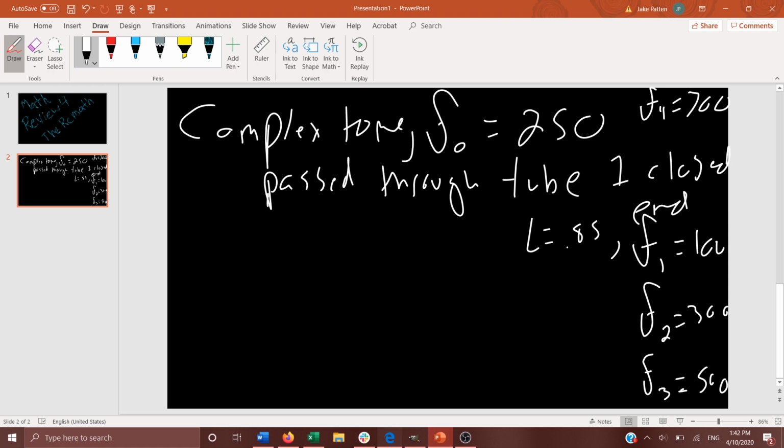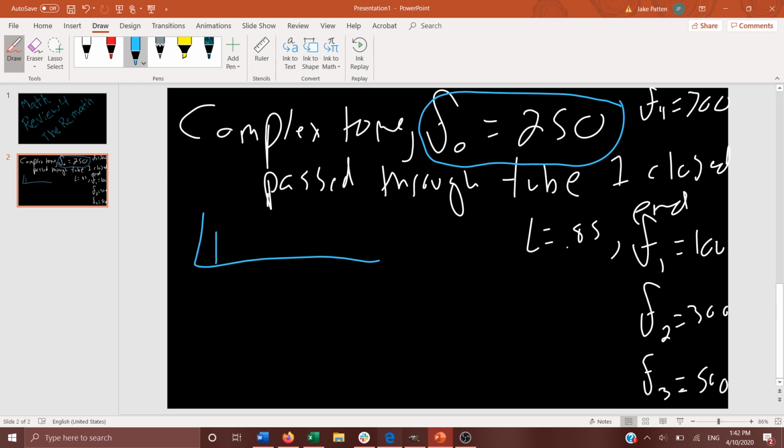the output of a complex tone with a fundamental frequency of 250 hertz that goes through a tube with one end closed of a length of 0.85 for the first 4 resonant frequencies. What does it look like? Well, the way that I would do it is I would first draw out my complex tone with a fundamental frequency of, here's 250, 500, 750, 1000, 1250. Okay, that's beyond where we're going to need to be. 250.